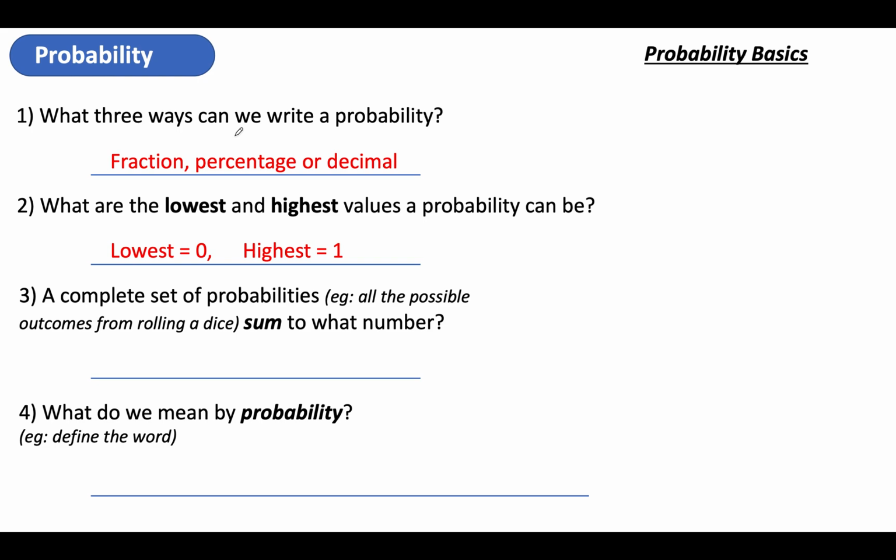And so a complete set of probabilities, all the different probabilities from one particular thing, like rolling a dice, if you put together all the probabilities of the different outcomes, what do they sum to? They always sum to 1. A set of probabilities always adds to 1. And what do we mean by the word probability? Well, if I was going to define the word in a very short sentence, it would be probability is the chance of something happening, or the chances of something happening. Okay.